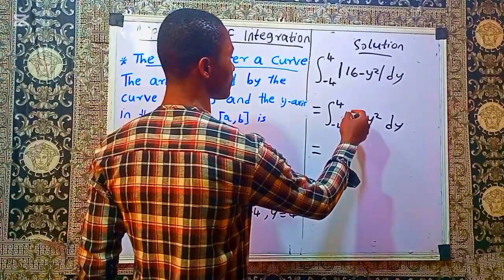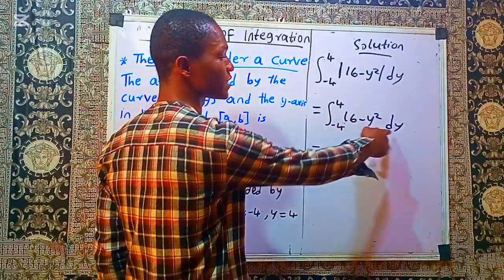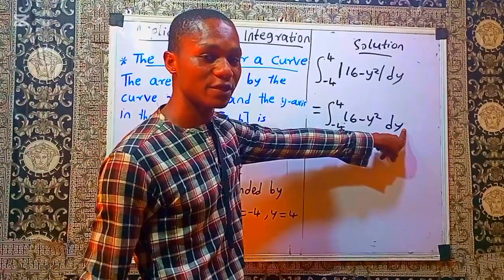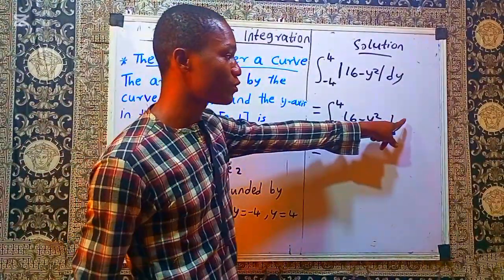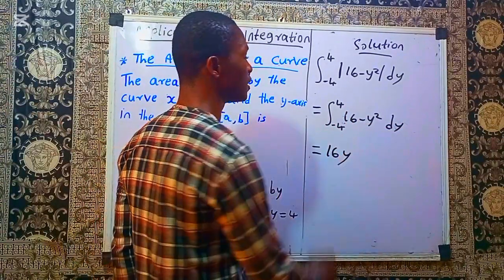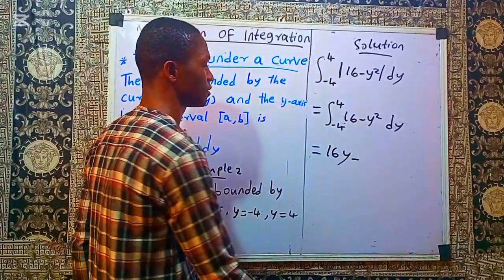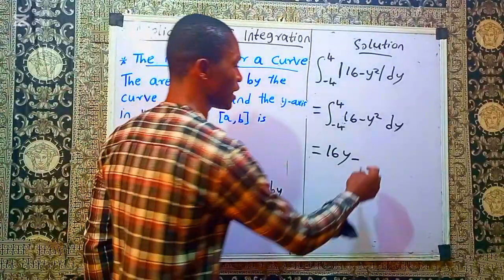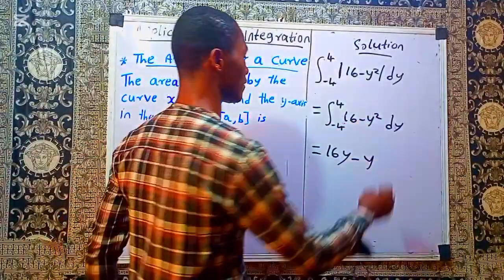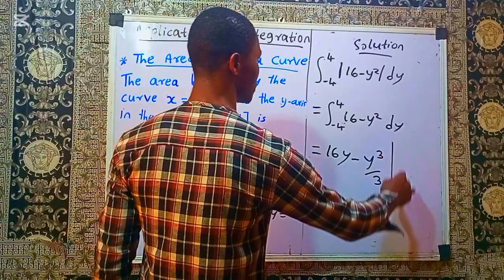So we integrate. You now perform the integral. If you integrate 16 with respect to y, the integral of a constant is that constant multiplied by the variable you are integrating with respect to. We are integrating with respect to y. So the integral of 16 is 16 multiplied by y. So we have 16y. Then we want to integrate y raised to power 2. So we have minus here. Then to integrate y raised to power 2, if you add 1 to the index 2, you have 3. Then use the result to divide by 3. Then this is the result of the integral.